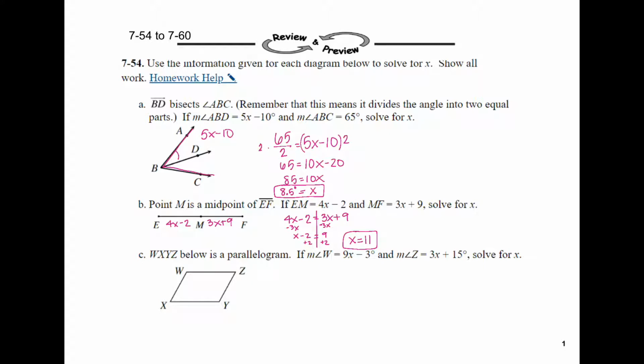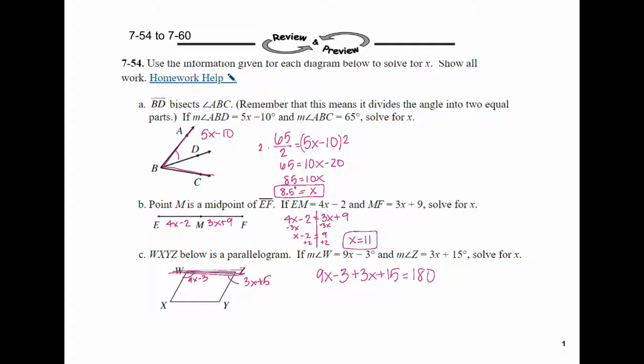In question C, it says WXYZ below is a parallelogram. If the measure of angle W is 9x minus 3, and the measure of angle Z is 3x plus 15, solve for x. Well, in a parallelogram, we know that these two adjacent angles add up to 180 degrees. So we have 9x minus 3 plus 3x plus 15 is equal to 180.